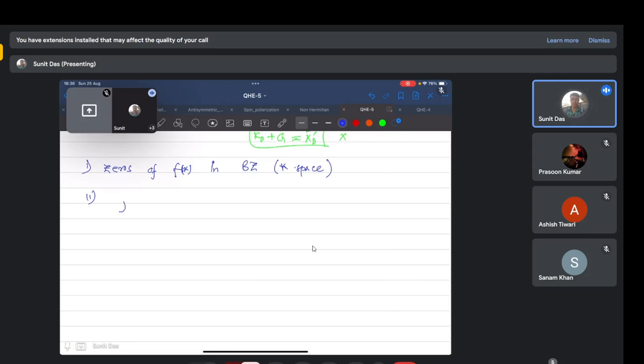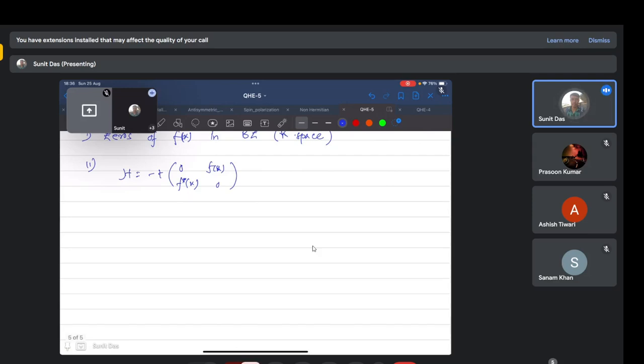Since the Hamiltonian is simply given by minus t0 times f of k and f star of k, with zeros on the diagonal, if we just expand f of k around those Dirac points, then it will simply give me the Hamiltonian around those Dirac points because of this expression.